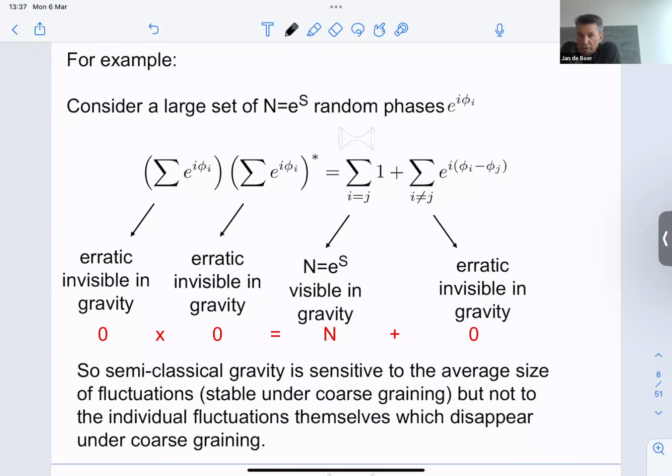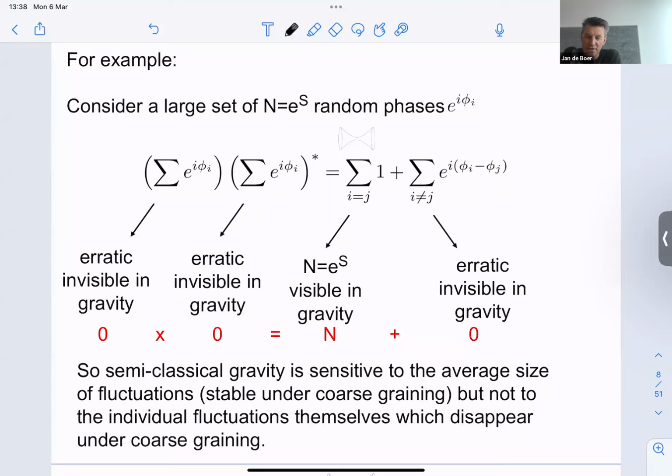We're not doing statistics here. We just sample a very large number of random phases from a uniform distribution on the circle. So we have a particular list of phases. Now, if you were to look at the sum of e^{iφ_i}, this is just some erratic sum of phases. And if you coarse grain an erratic sum of phases, it would be equal to zero. There's no reasonable answer you can associate to it. It's just a bunch of erratic numbers. They average to zero.